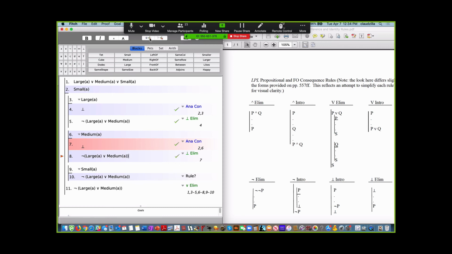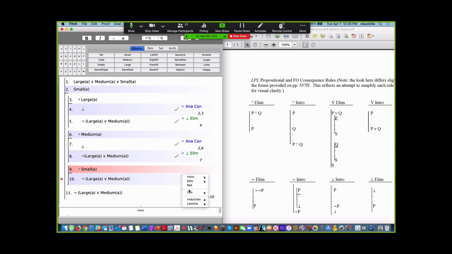How are we doing? So far, so good? I have a question. In line 5, did you have to say not large A or medium A, or could you just say not large A? Well, insofar as the goal is A is neither large nor medium, so it's not the case, parentheses, large A, disjunction, medium A. Since that is the goal, you will assert that at the end of each one of your disjunction elimination sequences, as the conclusion. Does that make sense? Yeah. Okay.